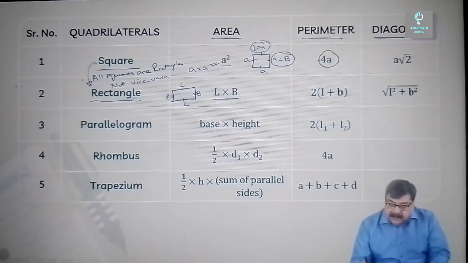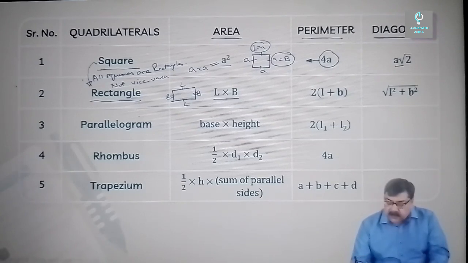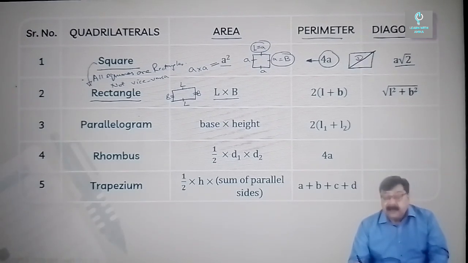Perimeter is the sum of all the four sides. Each side is a units, so the sum of four sides will become 4a units. The diagonal of a square is measured as a root 2. Now why is it so? If this is a square, this is a diagonal. Diagonal is basically a line which joins two opposite vertices.